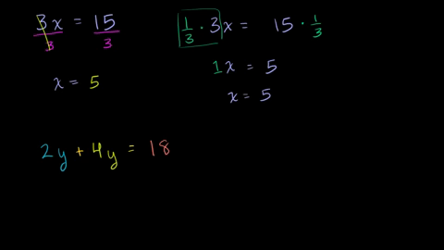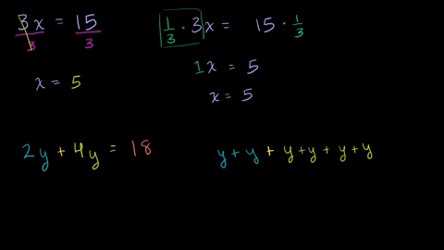Let's visualize it. So if I have 2 y's, what does that mean? It literally means I have two y's added to each other. So it's literally y plus y. And then to that, I'm adding 4 y's, which are literally 4 y's added to each other. So it's y plus y plus y plus y. And that has got to be equal to 18. Now, how many y's do I have here on the left-hand side?